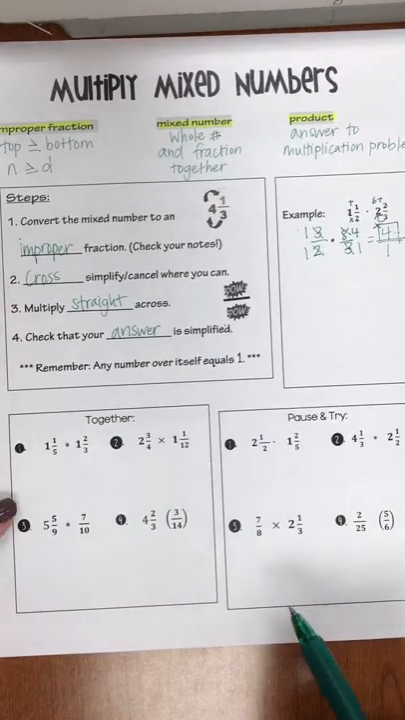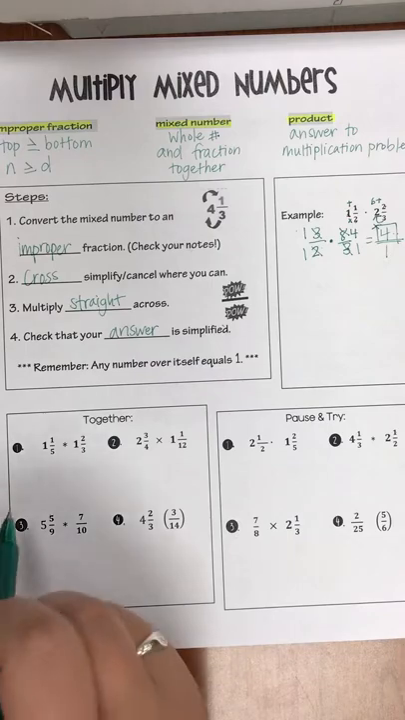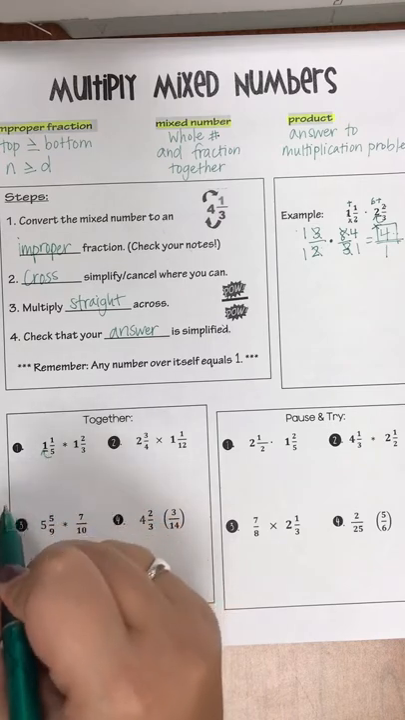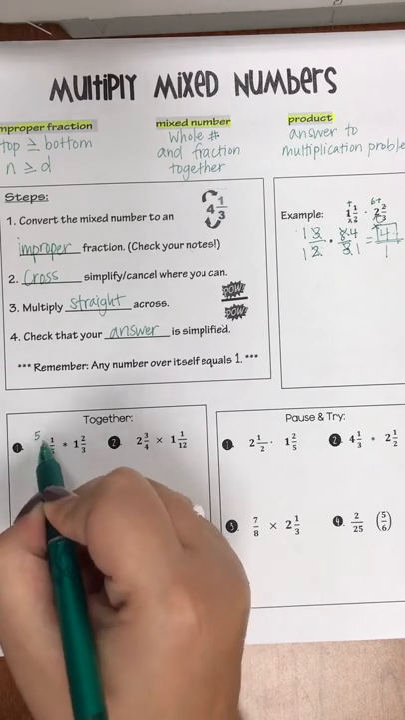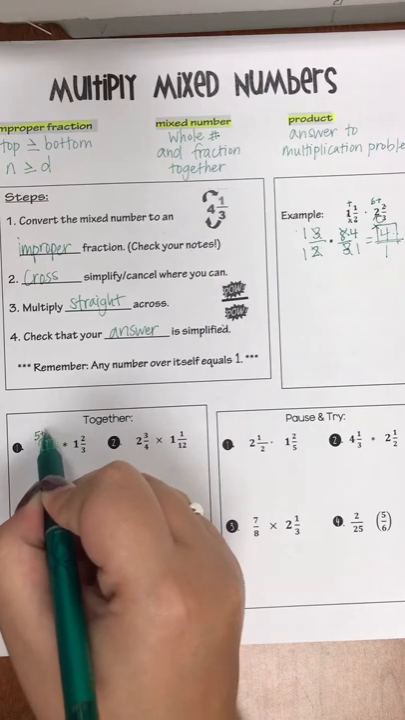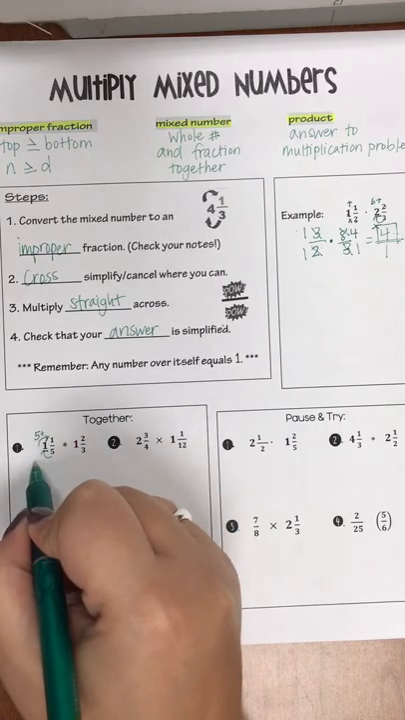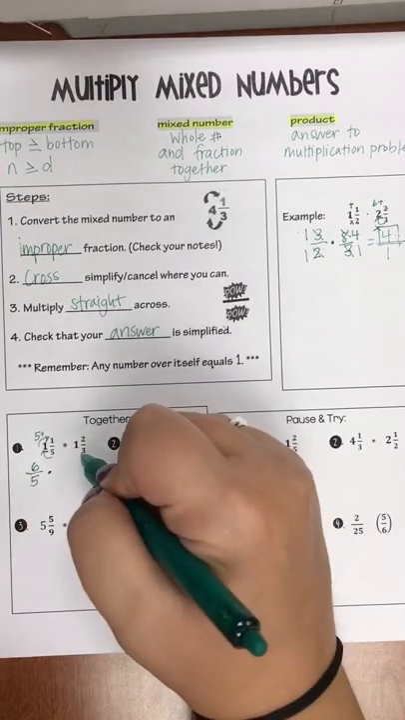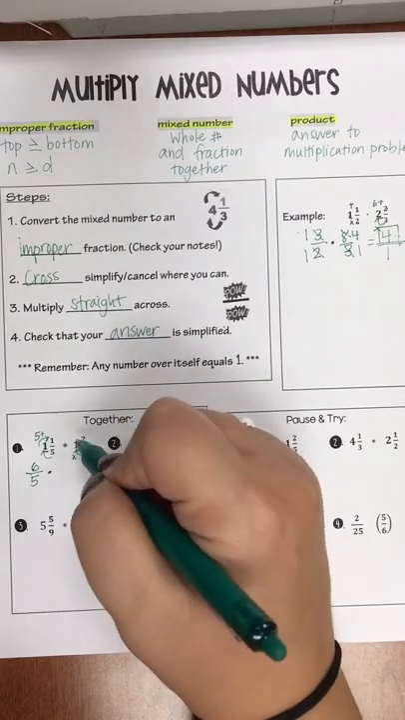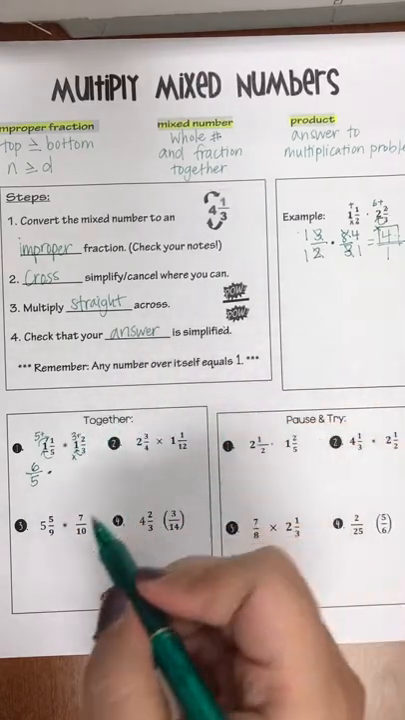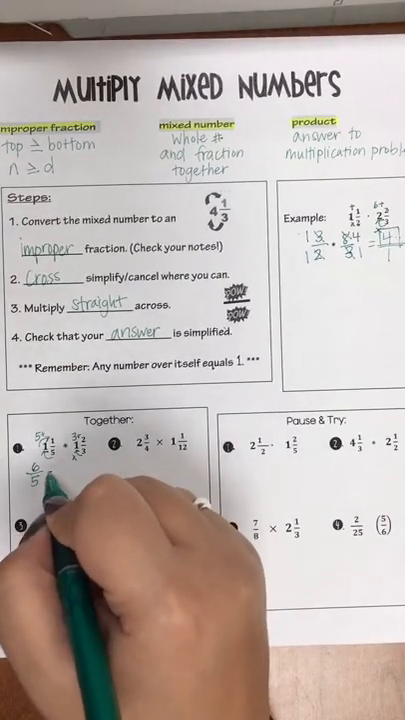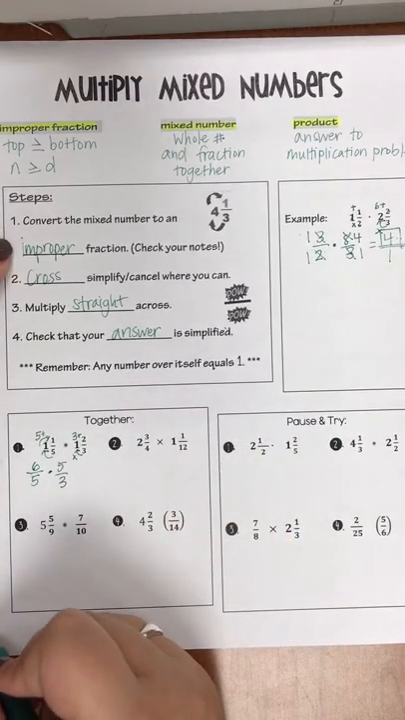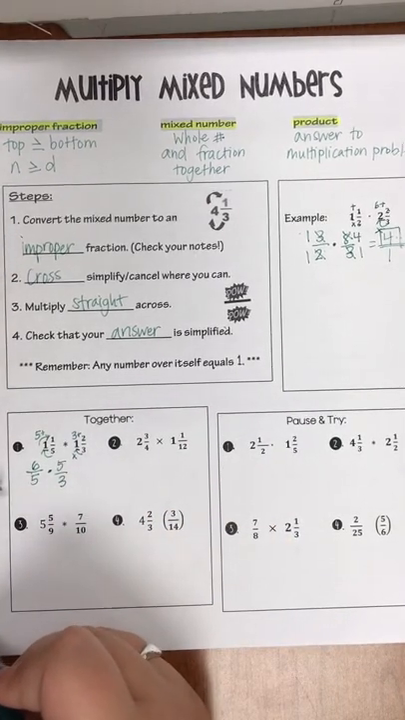Let's go ahead and move down to these problems together. Okay, around the world, we've got our denominator multiplied by our whole number. 5 times 1 equals 5. 5 plus 1 equals 6. So I've got 6 fifths multiplied by, around the world here, 3 times 1 equals 3. 3 plus 2 equals 5. So I've got 6 fifths times 5 thirds. Okay, so I just converted them. That's step 1. Step 2 is to cross simplify.